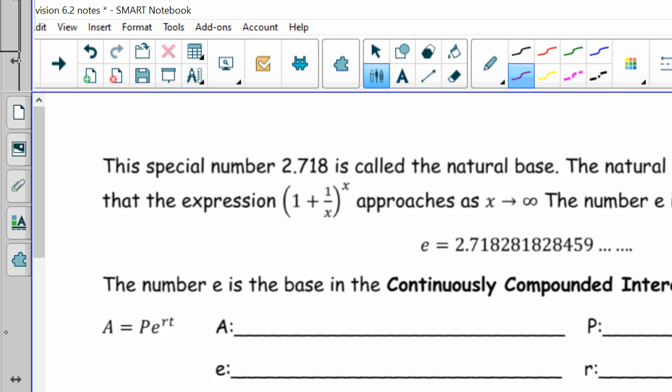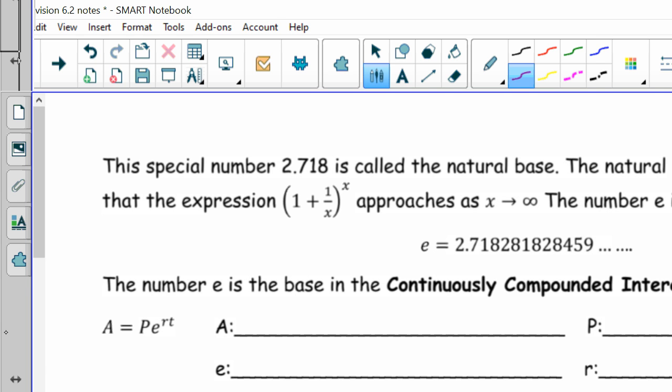That number happens to be very special. This special number, 2.718, is called the natural base. The natural base, okay, E, so that is how we name it, is defined as the value that the expression 1 plus 1 divided by x raised to the x power approaches as x approaches infinity. The number E is an irrational number. So if you typed in E in your calculator, it's really 2.7182818282459... All of our calculators will have an E button.